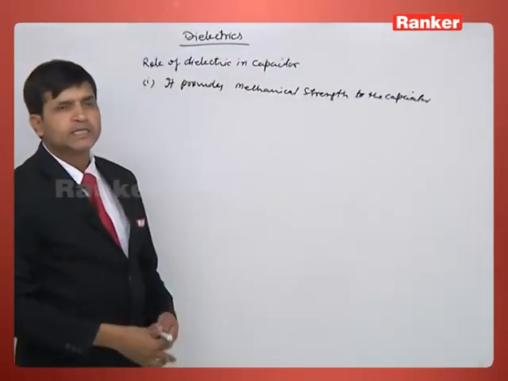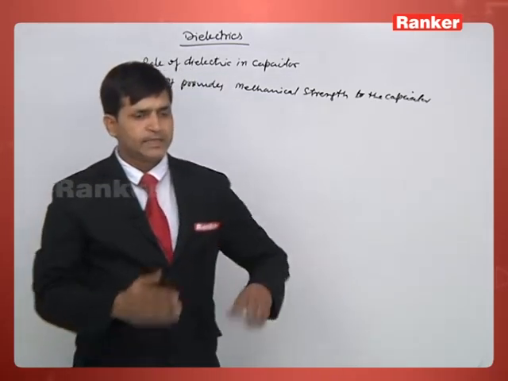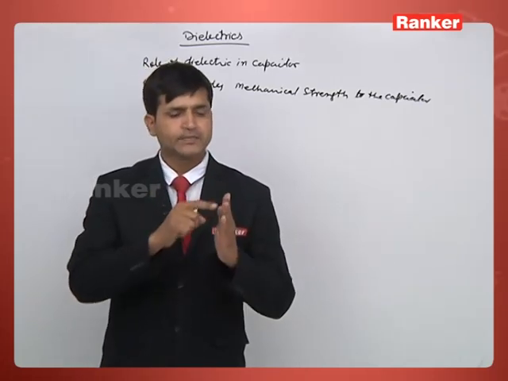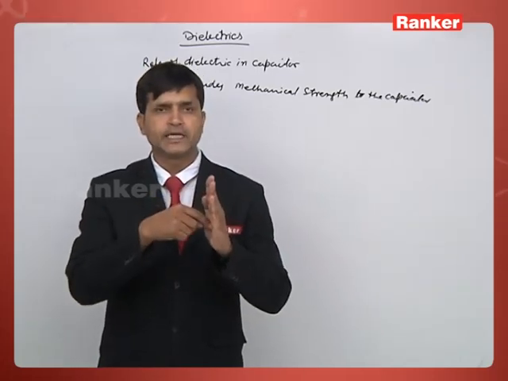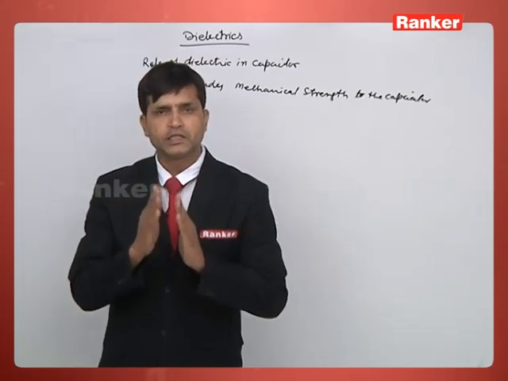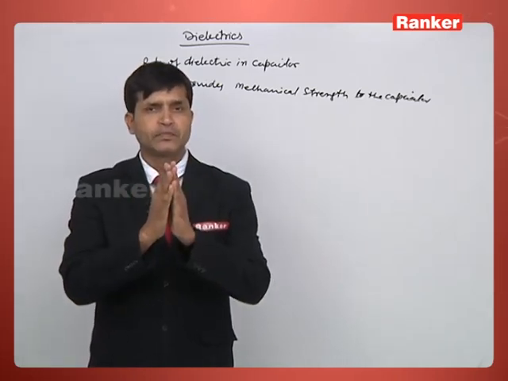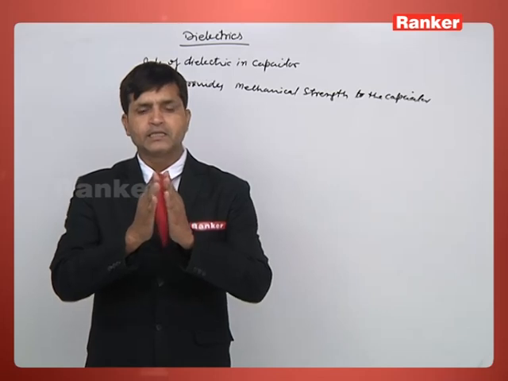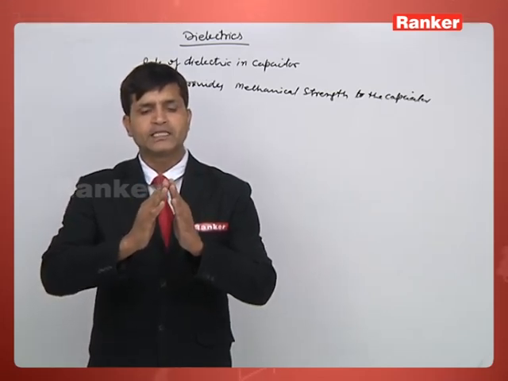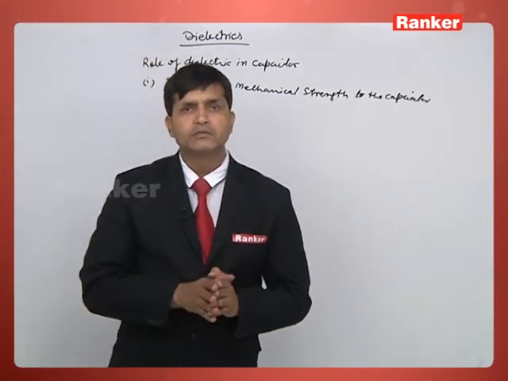Mechanical strength of the capacitor means this: suppose these are two plates of a capacitor. When these two plates are charged, one plate is positively charged and the other has negative charge. Because of the positive and negative charge, there is a force of attraction between the plates. Due to that force of attraction, the plates have a tendency to collapse onto each other. So sometimes the plates may bend or some distortion may take place between the plates.